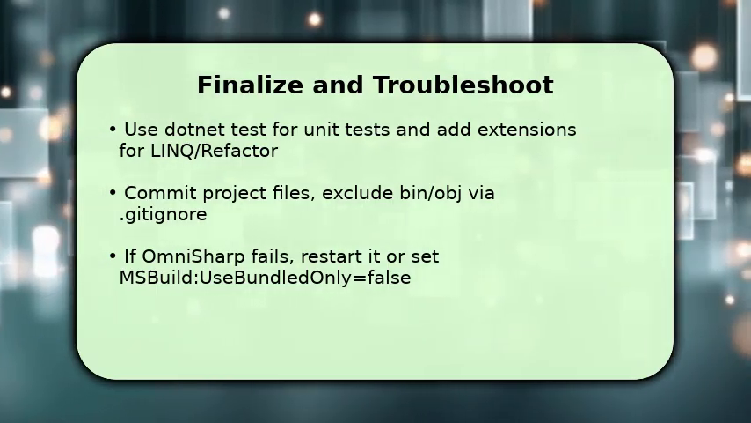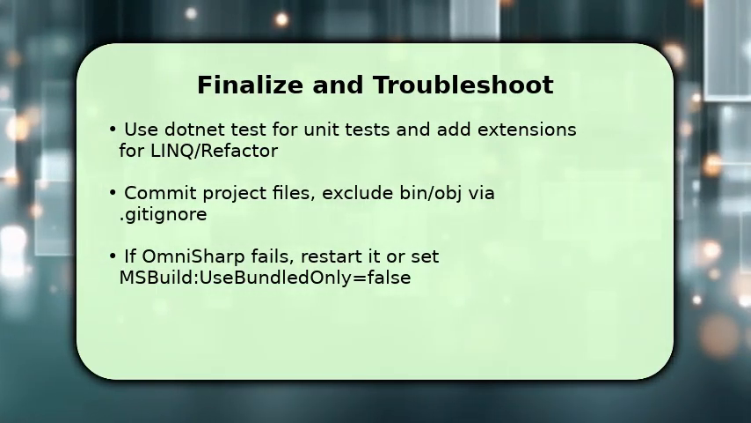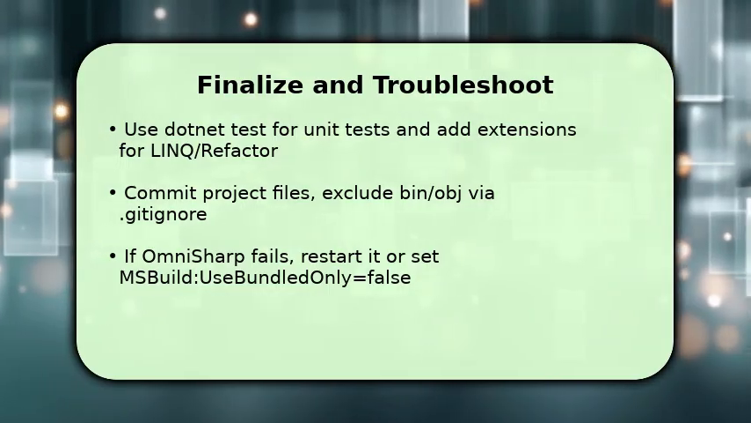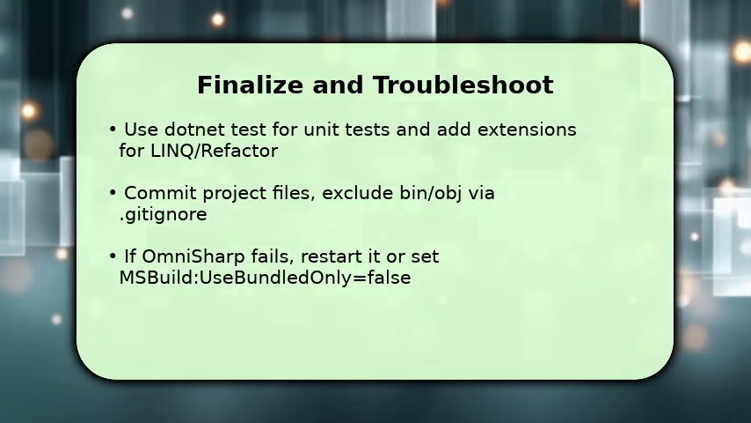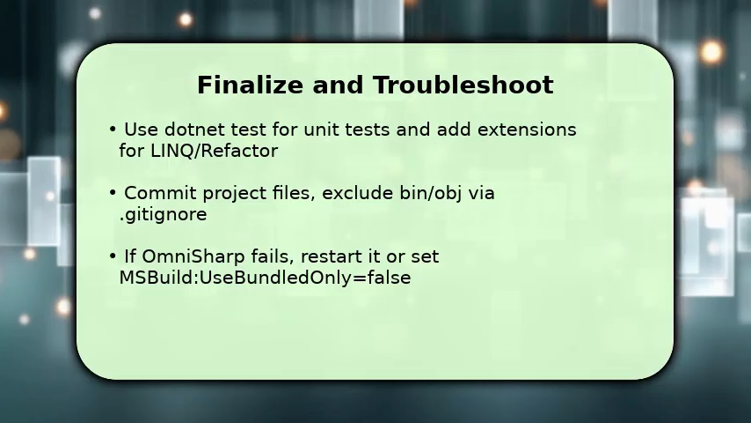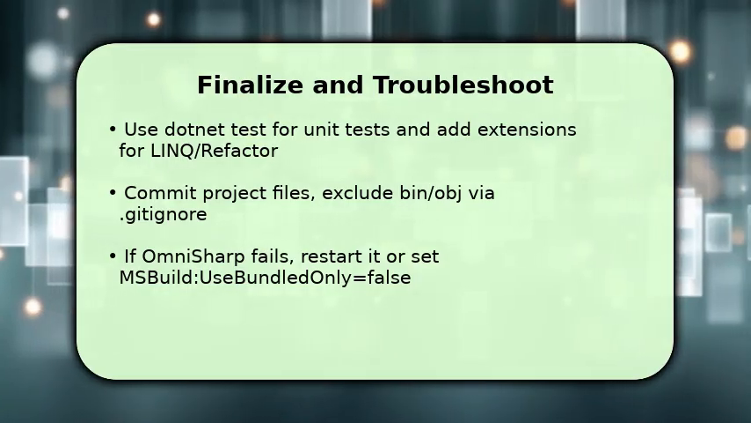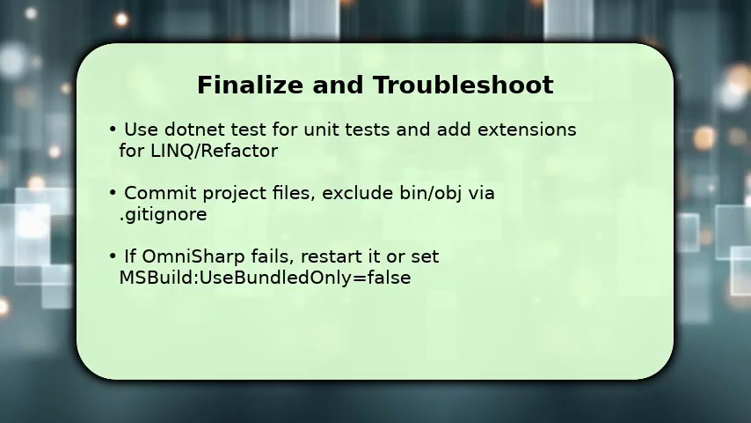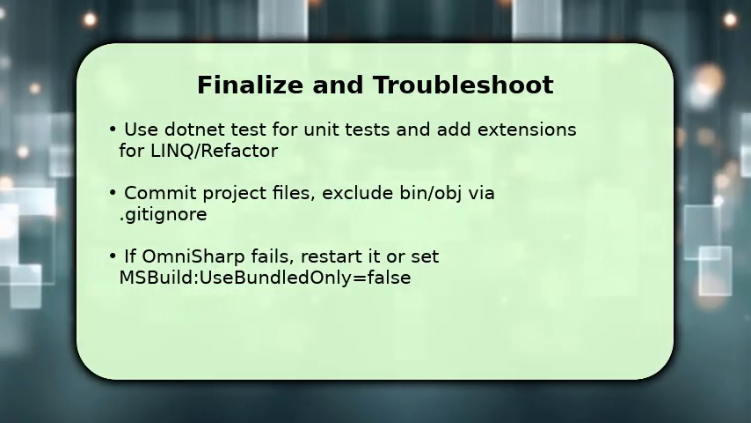If things go wrong, first restart OmniSharp from the command palette. If it still fails to load projects, set omnisharp.useModernNet true or toggle MSBuild settings in user settings and restart VS Code. That single troubleshooting step resolves most projects.